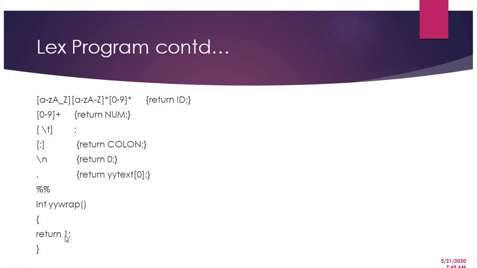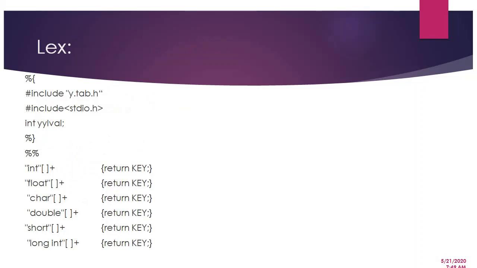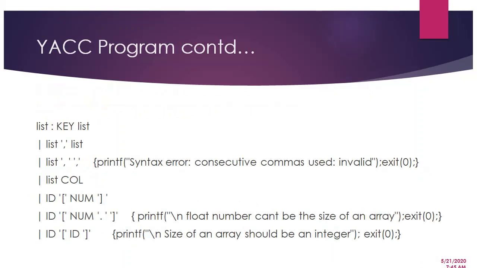So this is the Lex program. It will just check whether it is a key or an ID or a number or colon. And there is a comma specified there. If you want, you can add in the Lex pattern comma, return comma. It is directly used in the Yacc as a character, so there is no need to pass it as a token. If you want to pass it as a token, you can give comma and return comma. Otherwise, directly use it in the Yacc as a character. So here you can see that in the list, comma is directly used. That is why you are not returning this particular character as a token.